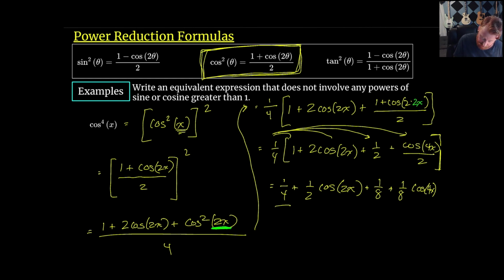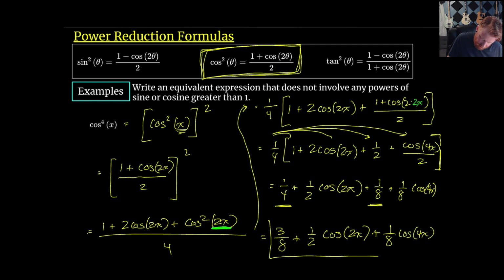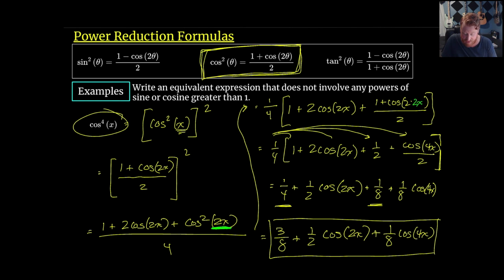All right, and now I can combine my 1/4 and my 1/8, and we will get that that is 3/8 plus 1/2 cosine of 2x, plus 1/8 cosine of 4x. So there we go. We have achieved our goal, which was to rewrite cosine to the 4th power of x so that there were no powers of sine or cosine greater than 1. There we go.